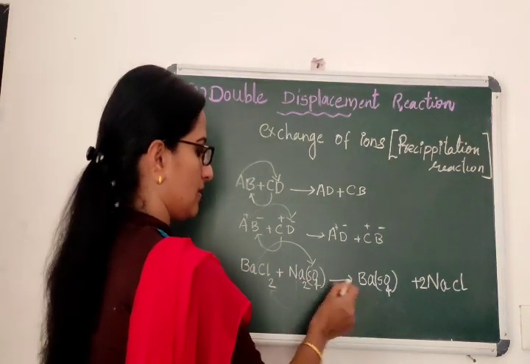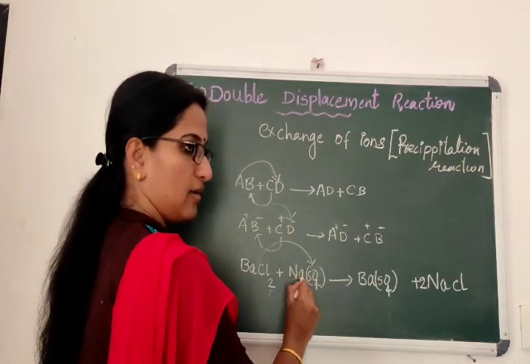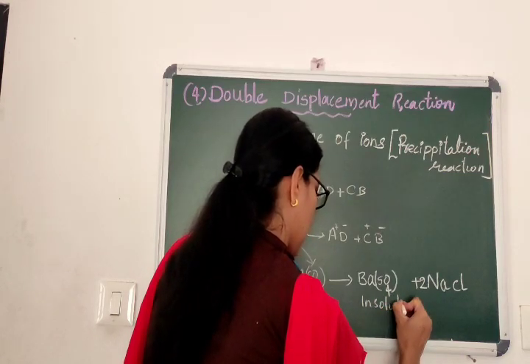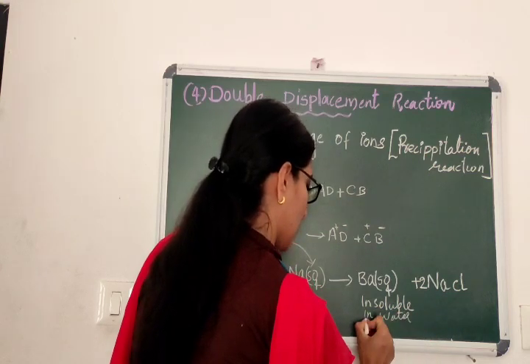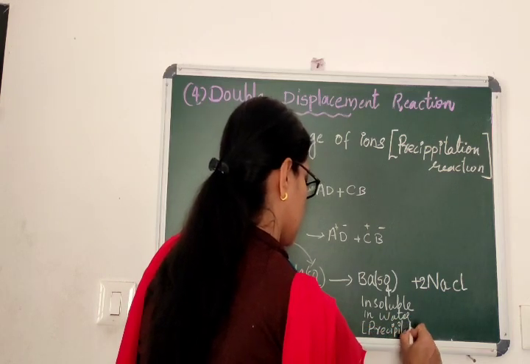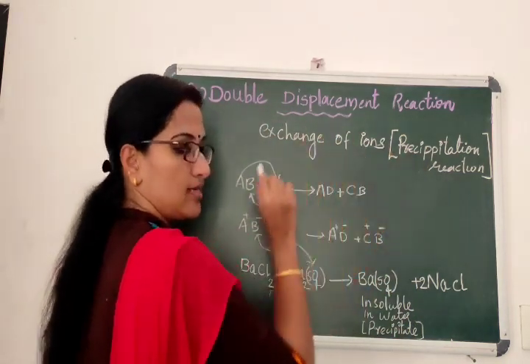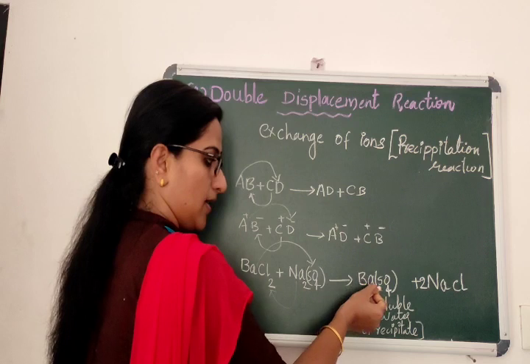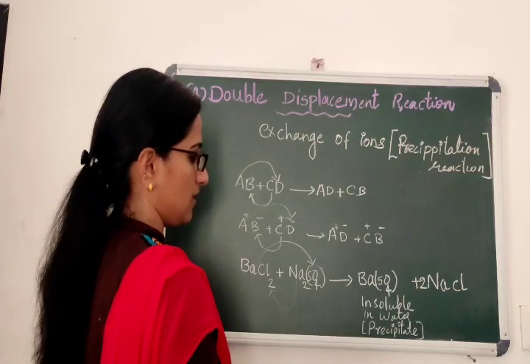So look here, children. This type of reaction is a double displacement reaction. Here both the cations and anions get exchanged. And this salt is insoluble in water. So that is why it is called a precipitate. This is the precipitate. That is why the double displacement reaction is also known as precipitation reaction, because an insoluble salt, barium sulfate, is formed. So that is the precipitate. So this reaction is also known as precipitation reaction.